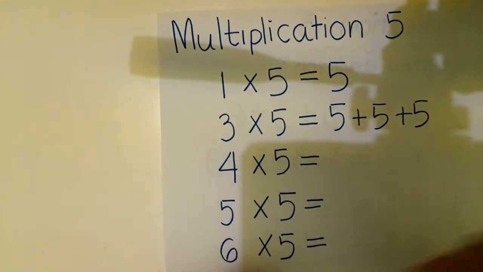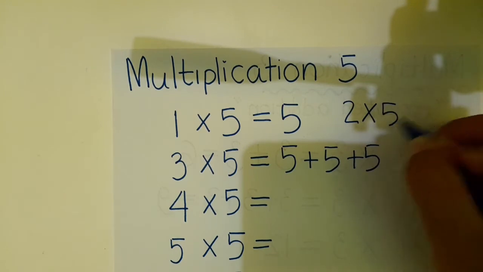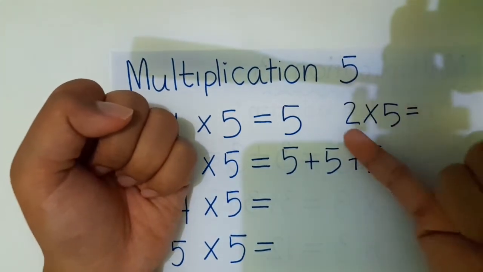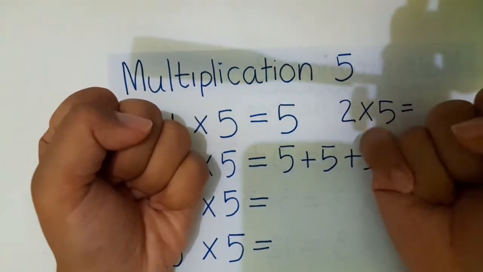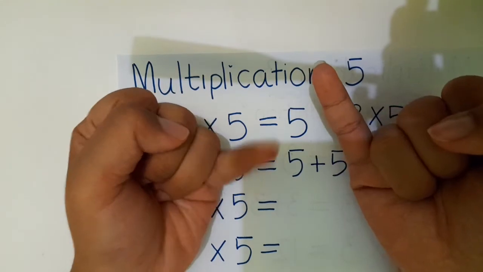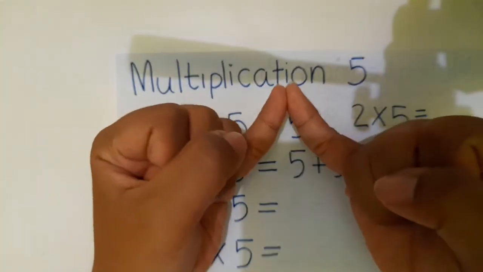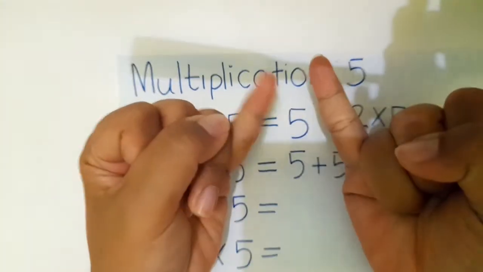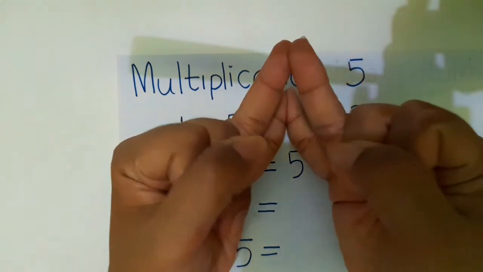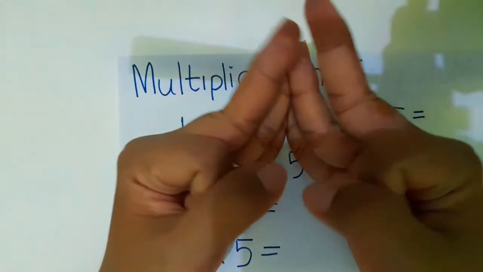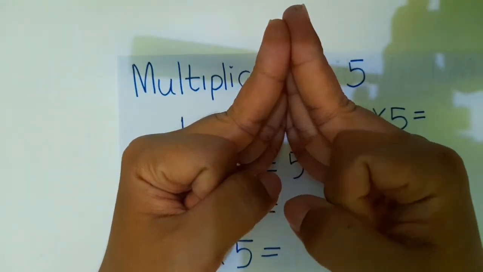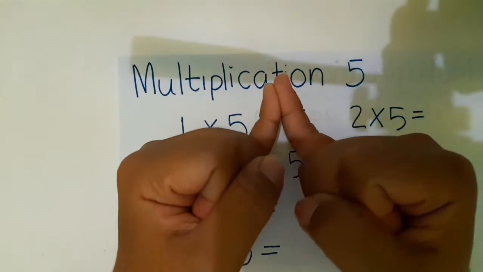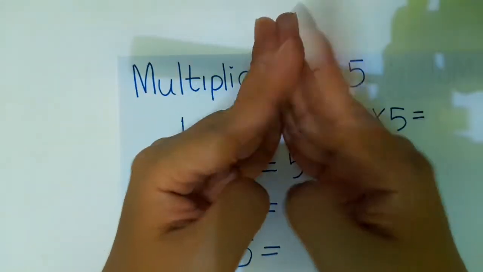Okay, I forgot that I have to write 2 times 5. Okay, it means that 1 times 5 equals 5. If I have 2 times 5 here, after you open your right hand and then you open your left hand, and you put it all together, it means 10. If I open it, it means 15, and if I open it like this: 1, 2, combine it, 3, 4, combine it, 5, 6, combine it, 7, 8, combine it, 9, 10, combine it. So when I put it all together, it's 10, 20, 30, 40, 50.